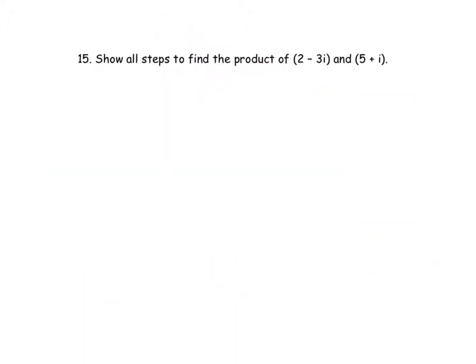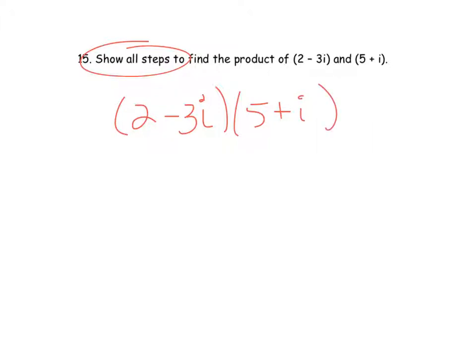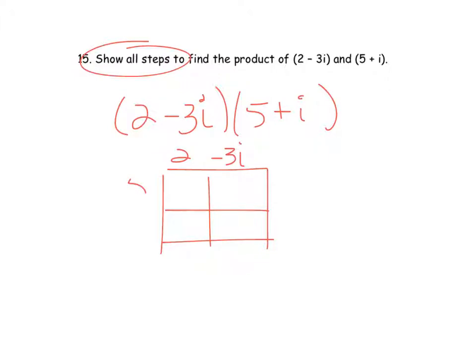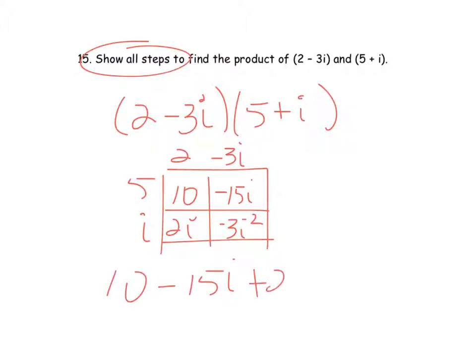Okay, so this one says show all steps to find the product of 2 minus 3i and 5 plus i. Well, product means to multiply, so that's why I have the parentheses there with nothing in between. And you could actually get the answer right away if you just plug this into your calculator. But because it's part 2 and because they want you to show all the steps, we're going to have to show our box method or FOIL, whatever you prefer. But I know most of you do box, so that's what I'm doing. I'm multiplying these, negative 3i squared, and then I'm going to write them in a line. Again, they want to show all steps, so I'm trying to be as thorough as possible.